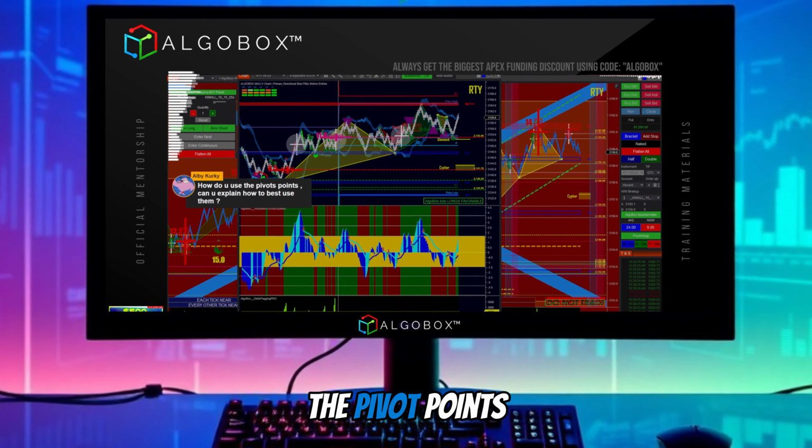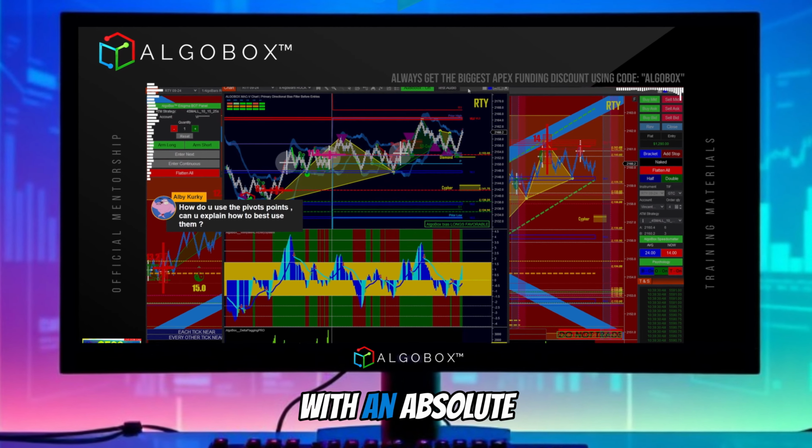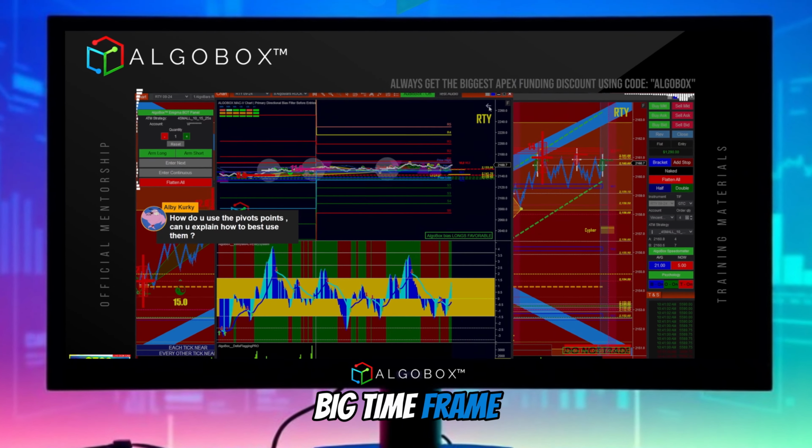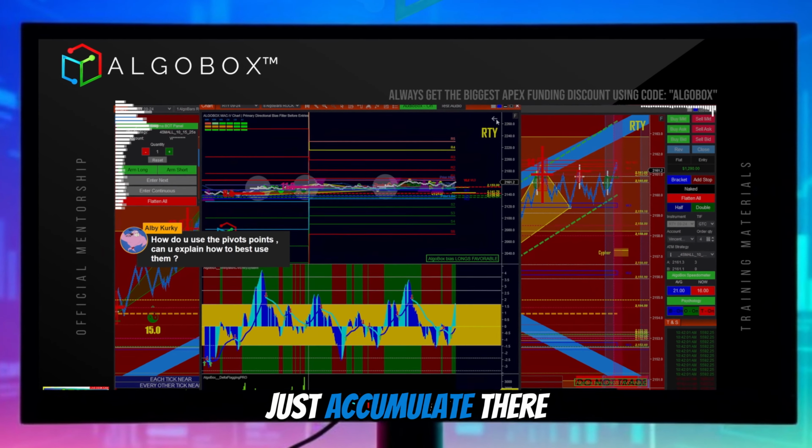How to use the pivot points. Can you snap in on a bonus to just push it a little bit farther for you with an absolute perfect play setup, big time frame trade opportunities. I'm tempted to, if I really want to do this really well, I would sometimes just accumulate there and continue on.